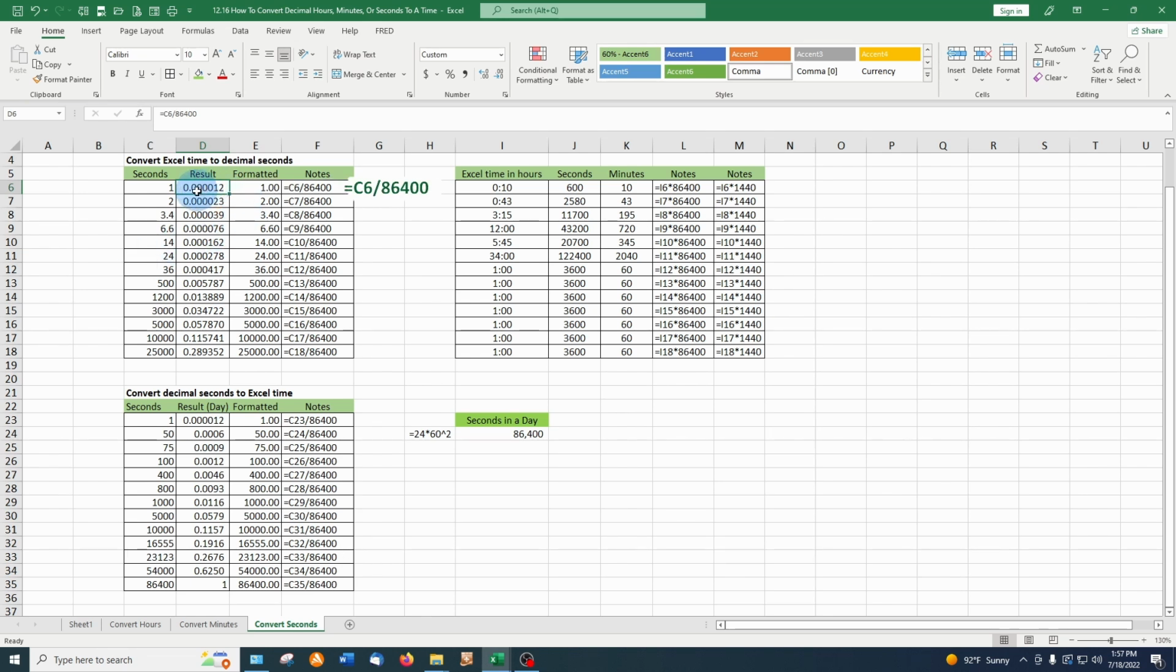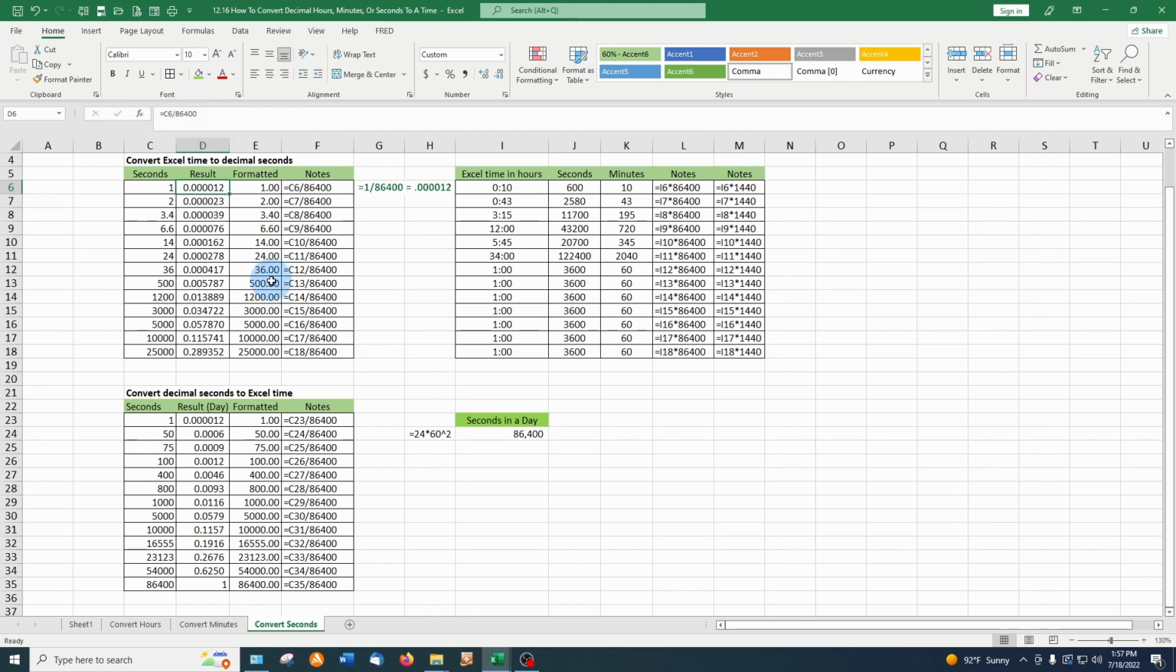Well, how many seconds are in a day? We have 24 hours. How many minutes? 60 minutes. How many seconds? 60. Here's the formula: 24 times 60 times 60. We have 86,400 seconds in a day. If you want that converted, you take 1 divided by 86,400.